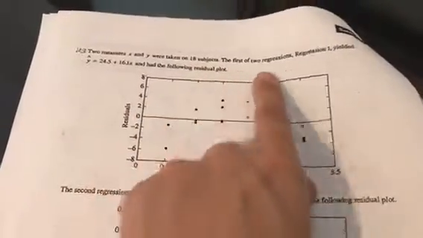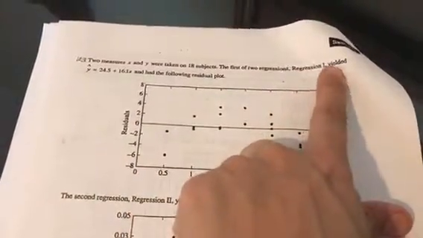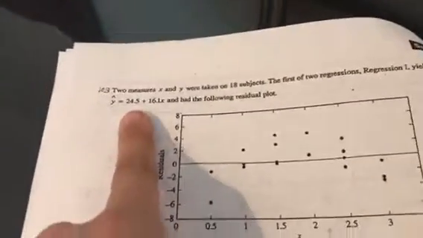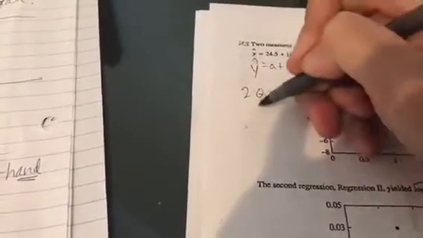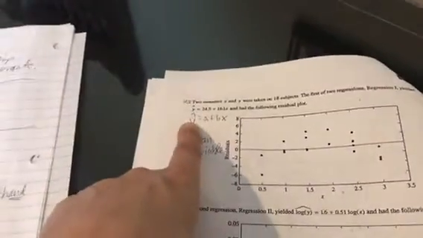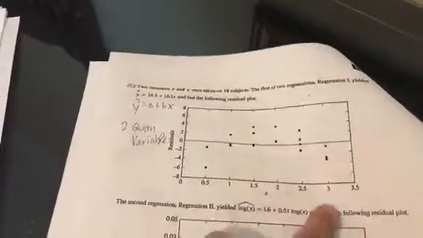It says 2 measures were taken on 18 subjects. The first regression yielded this: y hat equals a plus bx. So let's write that down. Y hat equals a plus bx. So this is 2 quantitative variables. Does knowing what x is help me predict y? Looking at this, these are not the x and y.